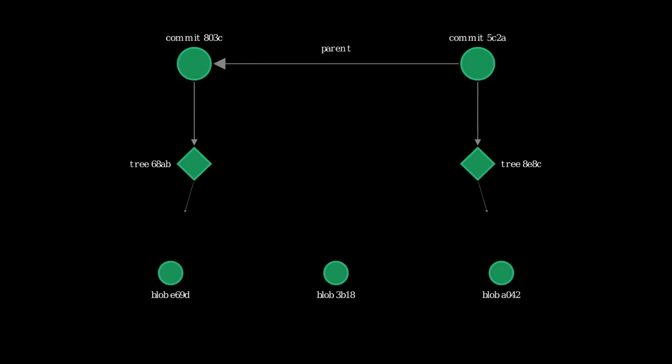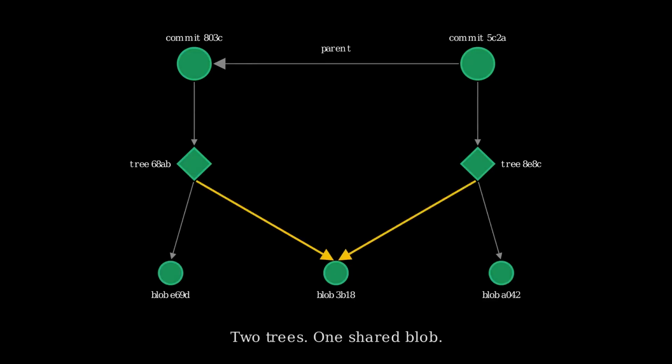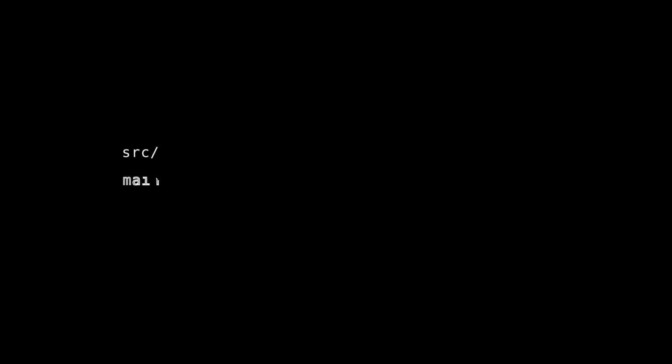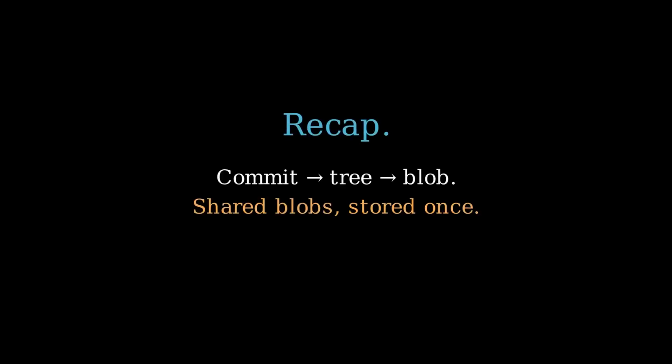2 commits. 2 trees. Look at the middle blob. 3b18. Both trees point to it. Same content, stored once, referenced twice. This is Git. But real projects have folders. Nested directories. How does a tree handle src/utils? Next episode, subtrees. Commits point to trees. Trees point to blobs. Shared content is stored once. That is Git's object graph.